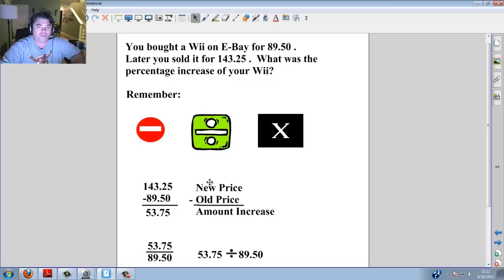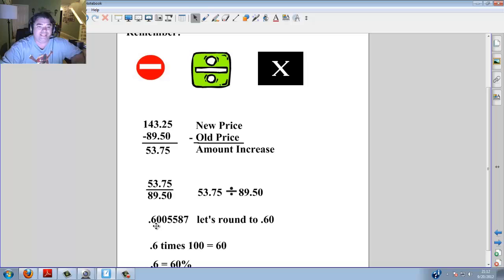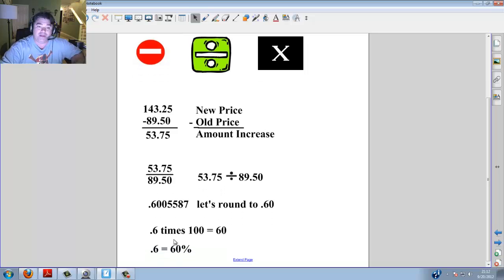Hopefully you got the following. New minus old, or big minus little, this minus this equals $53.75. That's how much money you made. Divide by the price you paid, which is $89.50. So 53.75 divided by 89.50 is 0.6005587. Times that by 100, you get 60%.